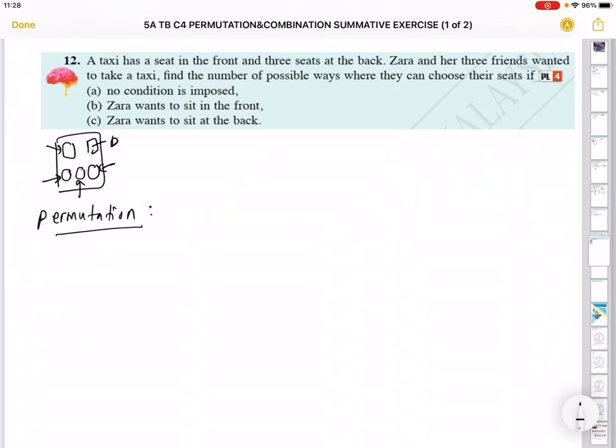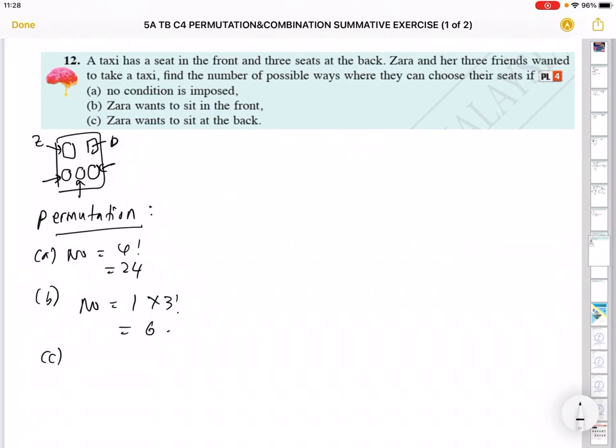How many ways can you sit 4 people? Don't care about the driver, there are 4 friends, Zara and 3 friends. So the number of ways will be 4 factorial, which is 24. Now Zara wants to sit in front. How many ways can Zara sit in front? Well, only 1 way, right? So Zara sits in front, the rest of the friends sit at the back, so that will be 6. Now Zara wants to sit at the back.